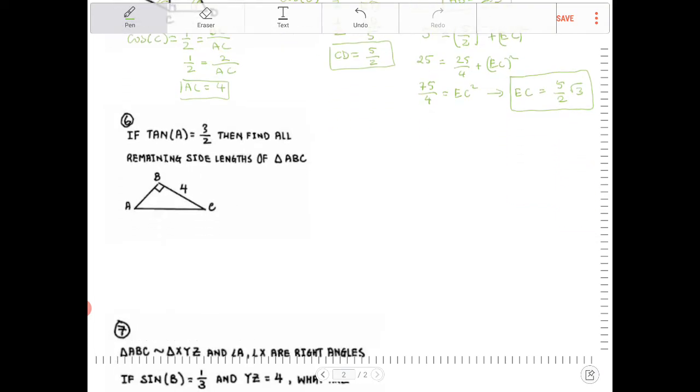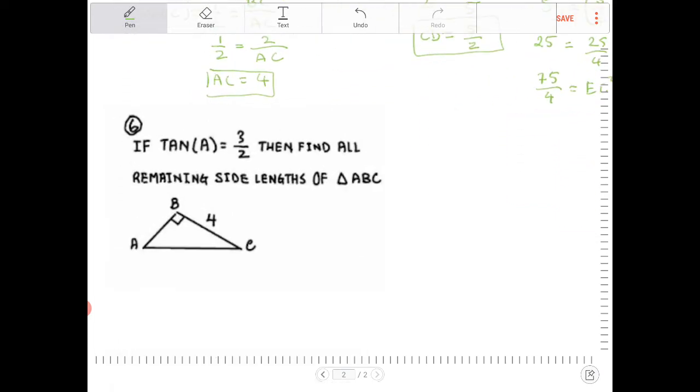All right, moving on. Question 6. Tangent of A is equal to 3/2. Since tangent of A is equal to 3/2, then I can say opposite over adjacent, so I'm going to call that x there, over x, and I can solve for x. Then find all remaining side lengths of A, B, and C. So I want to cross multiply. I end up with 3x is equal to 8, x is equal to 8/3.